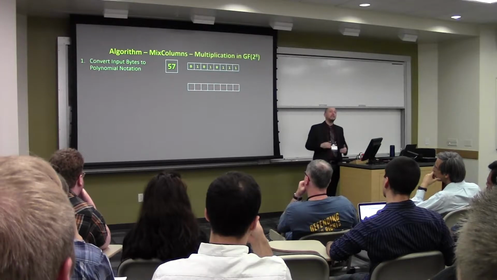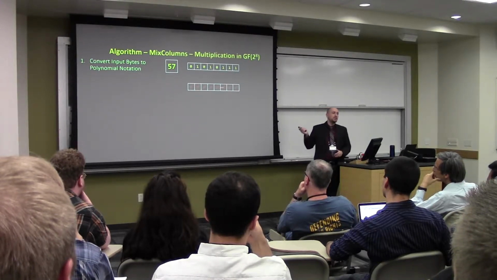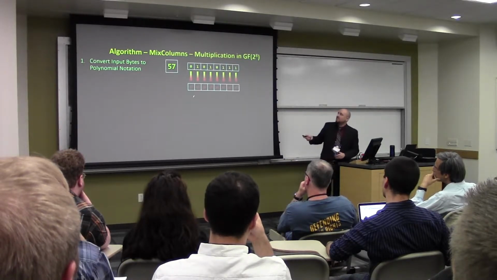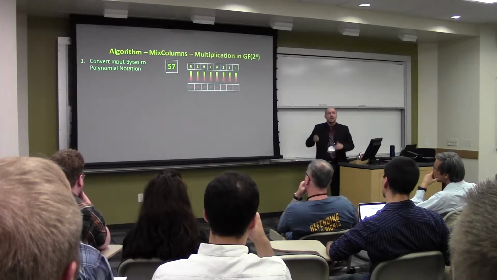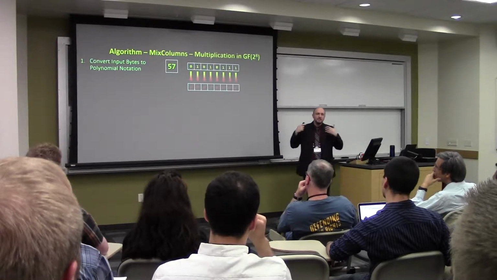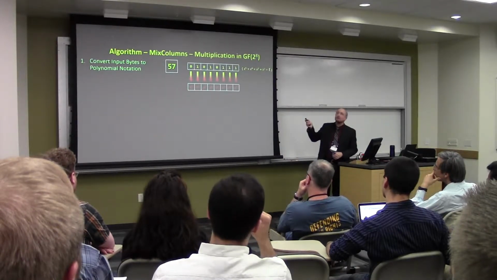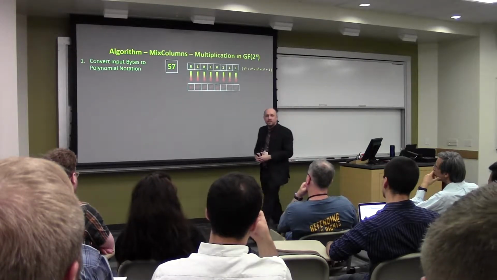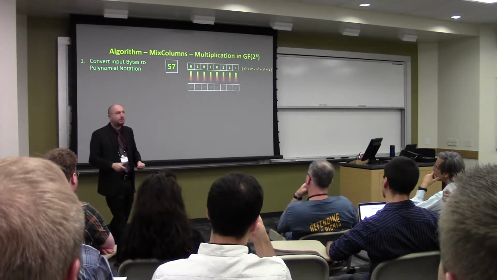We can map this just to the exponents. So by performing this mapping, x to the 7th, we don't have that. But we do have an x to the 6th, an x to the 4th, 2nd, 1st, and 0. And any number to the 0 power is 1. Great. So we have x to the 6th, 4th, 2nd, 1st, plus 1. So we have mapped our input byte, 57, to its polynomial representation.